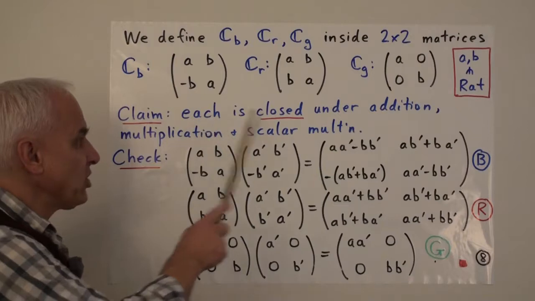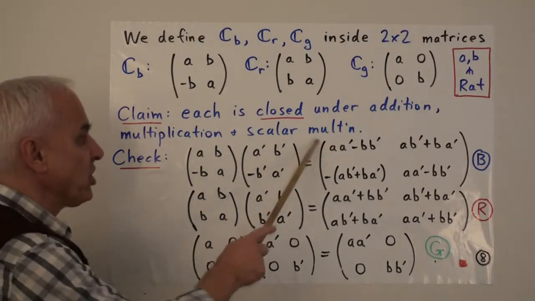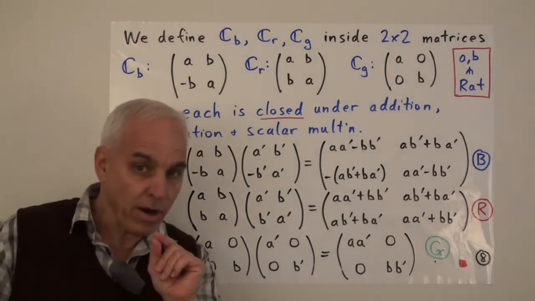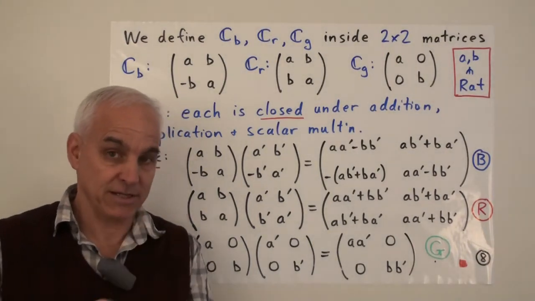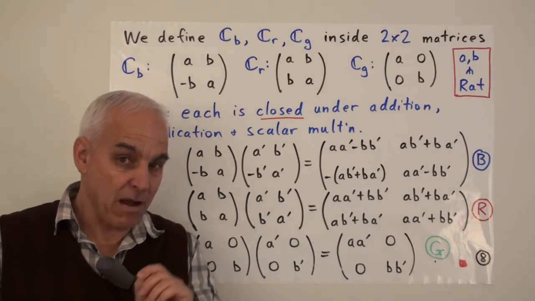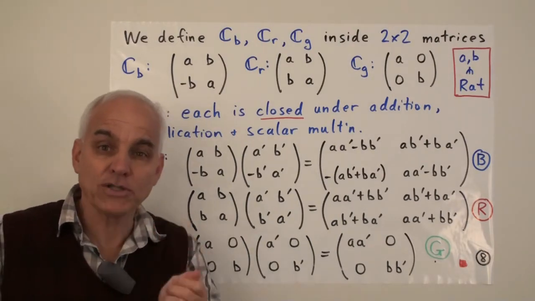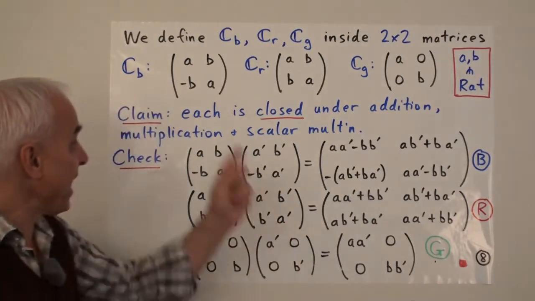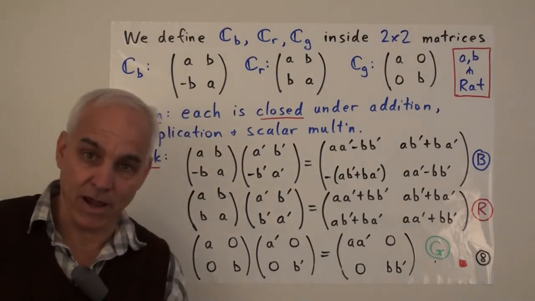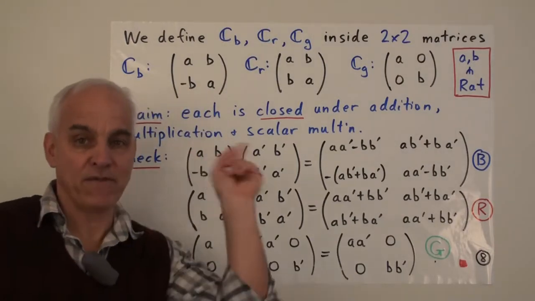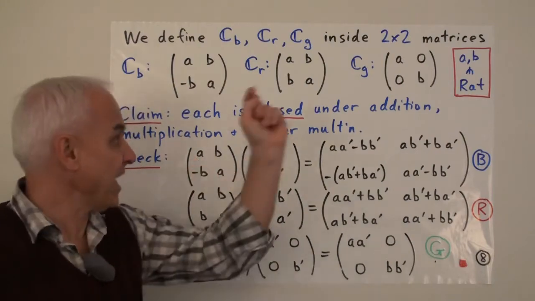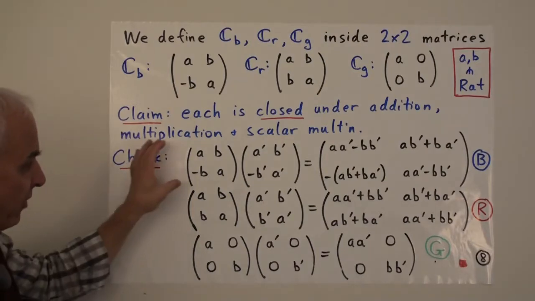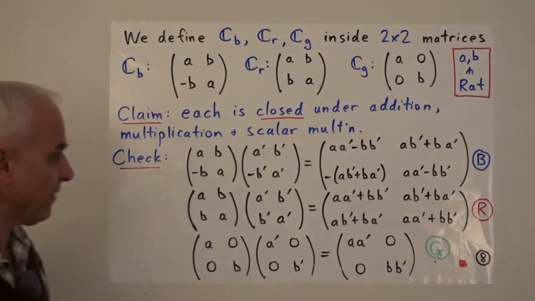All right, so the claim is each is closed under addition, scalar multiplication, and also multiplication. These are more than just subspaces. They're, in fact, subalgebras because they're also closed under multiplication. If we take any two matrices of this form and we multiply them, we're going to get another matrix of this form. Same thing for these ones. Same thing for these ones. And here I've just spelled that out very clearly so you're convinced of that.